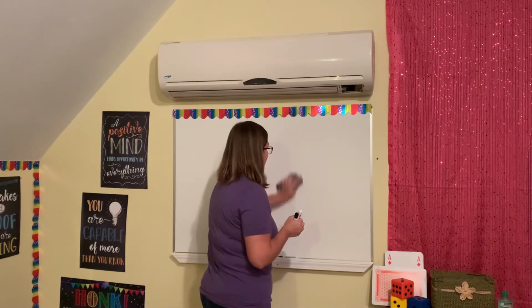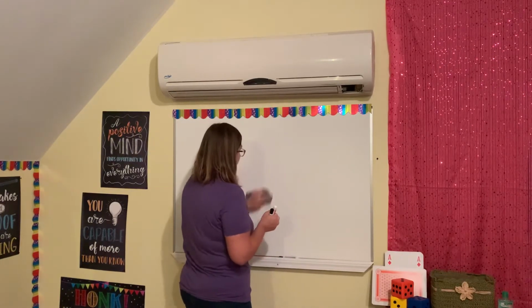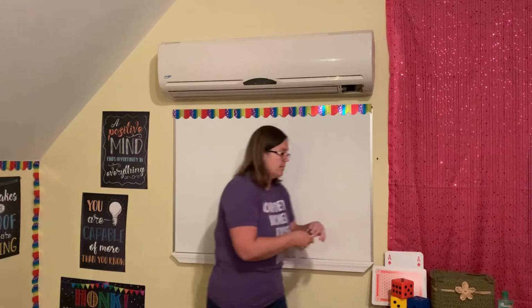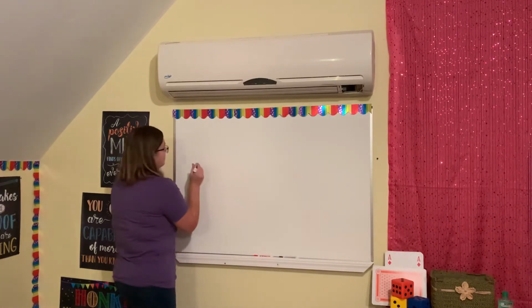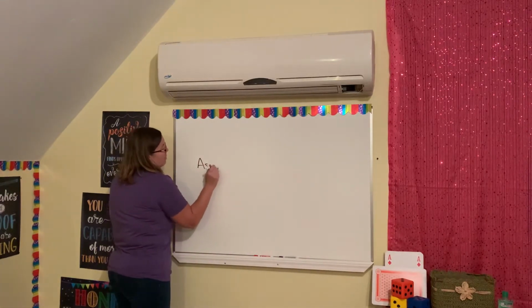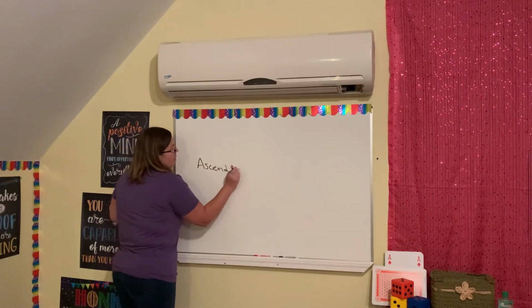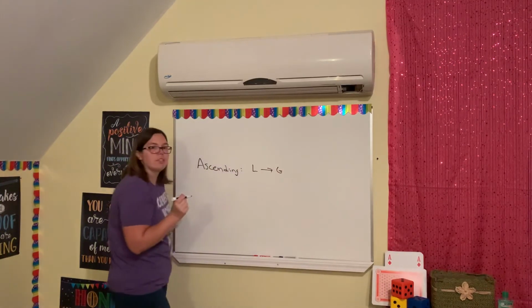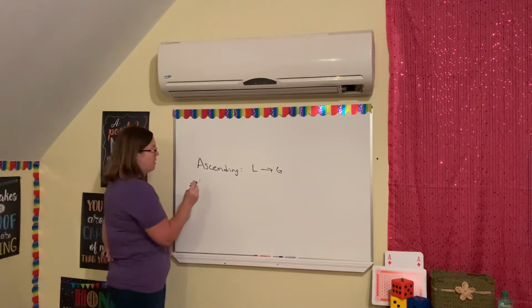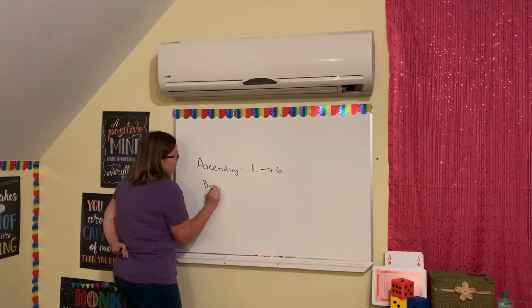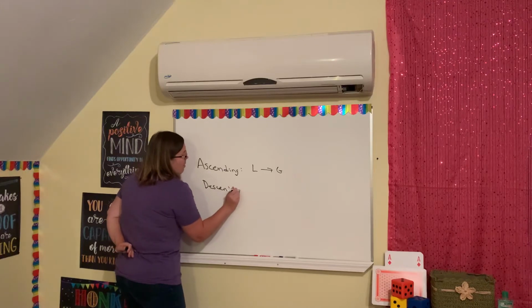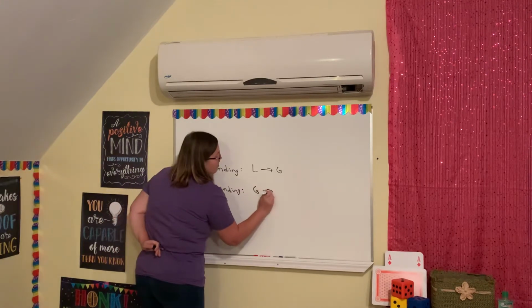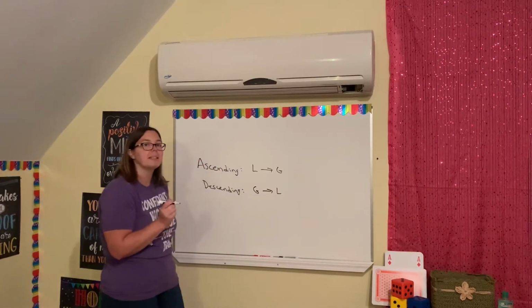Ascending are numbers that are in order from least to greatest. So ascending is a great vocabulary word, and it just means least to greatest. You put your numbers in order from small to big. And descending, you put your numbers in order from big to small, or greatest to least.